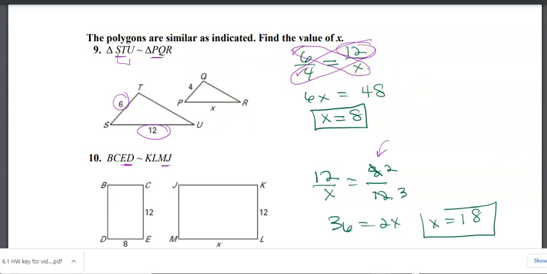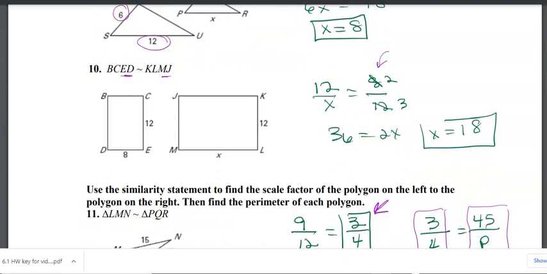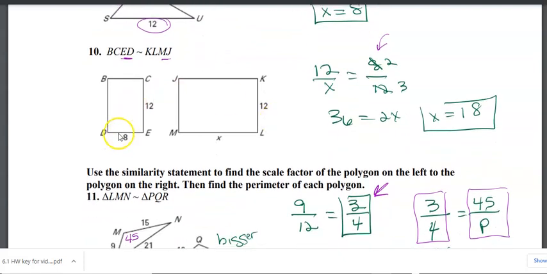So let's try to find another one. So look at 10. What do I see? They gave me DE, which is 8. And do I have an MJ? Well, I do, because these are rectangles, or these are quadrilaterals, or parallelograms, I guess. So 12 is here and 12 is there. So if I know DE, which is 8, then I know MJ has to be 12 because KL is 12. So what I'm doing is I'm saying 8 over 12, and then let's see what we have.